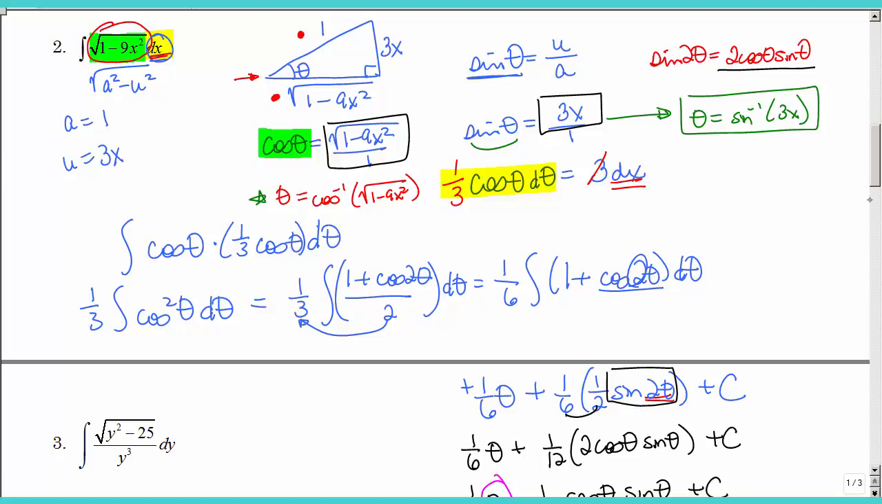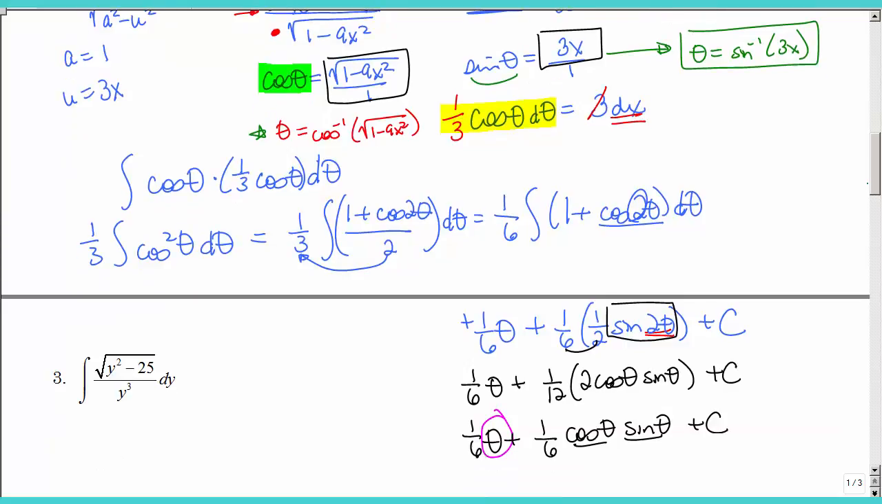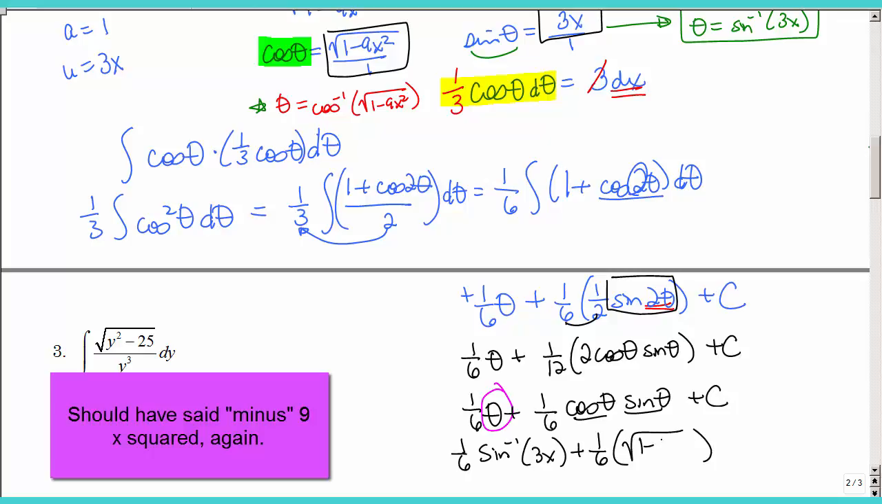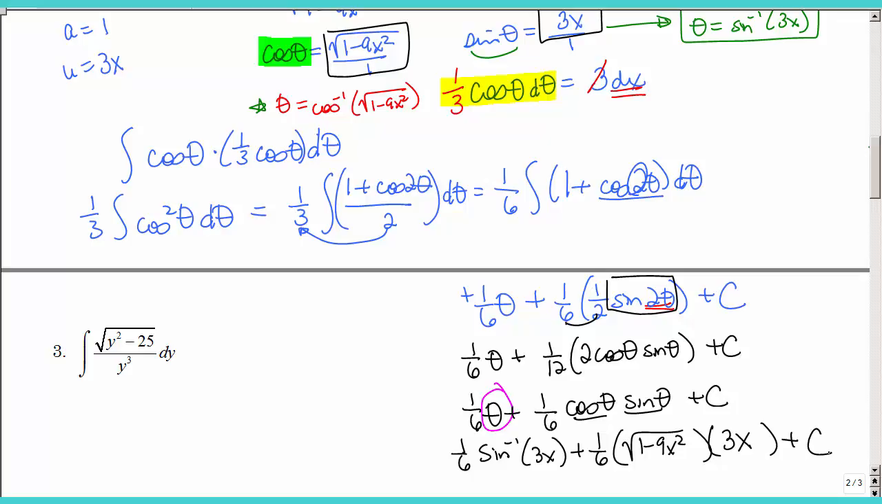Right, so to finish up my problem, theta, one option is to put it as 1/6 times the inverse sine of 3x, and then cosine of theta is the square root of 1 plus 9x squared, and the sine of theta is 3x. And I guess you could go and reduce the 3 and the 6, but you know what? I think I'm just going to stop. It looks good.